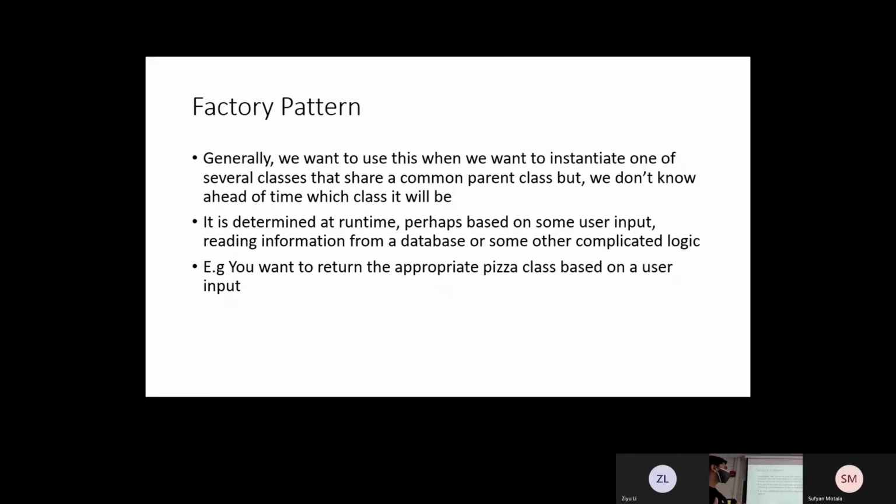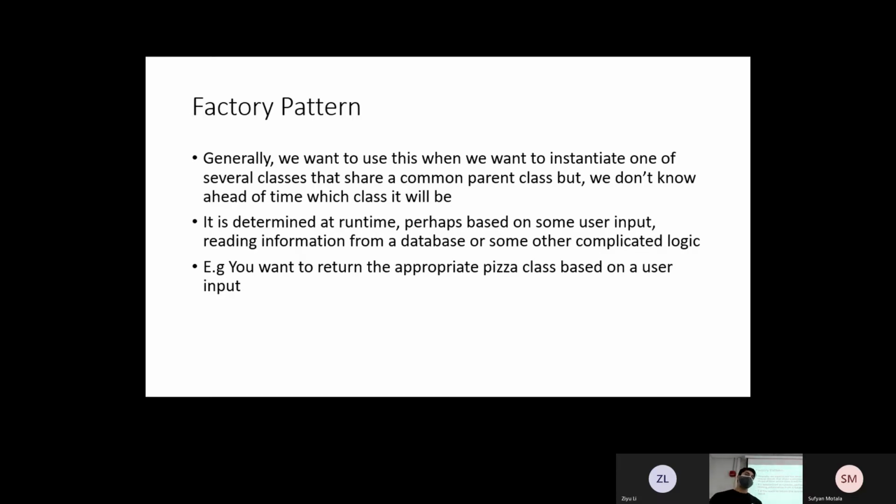Essentially, the idea is that you use this pattern, generally speaking, when you want to instantiate one of several classes that all share a common parent class. You can imagine if you have a pizza class, your top level class, and then you have derivatives of that class, like a cheese pizza, a pepperoni pizza, all sorts of pizzas. Maybe based off some user input, you want to instantiate a particular pizza instance, but you don't know ahead of time which object that will be, because you need to determine that based off the user input.